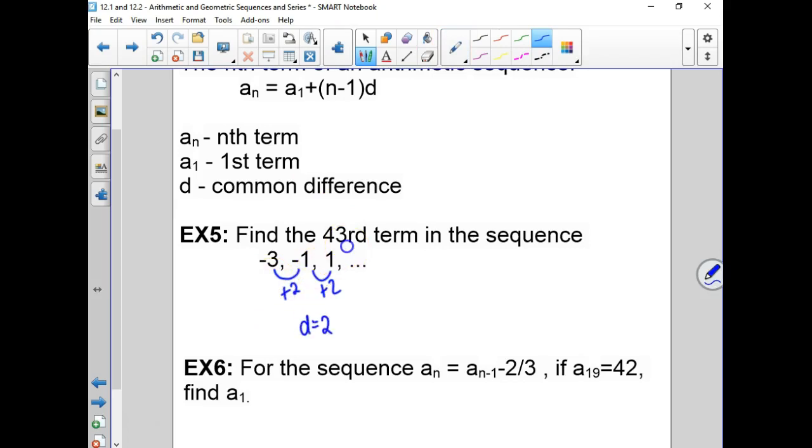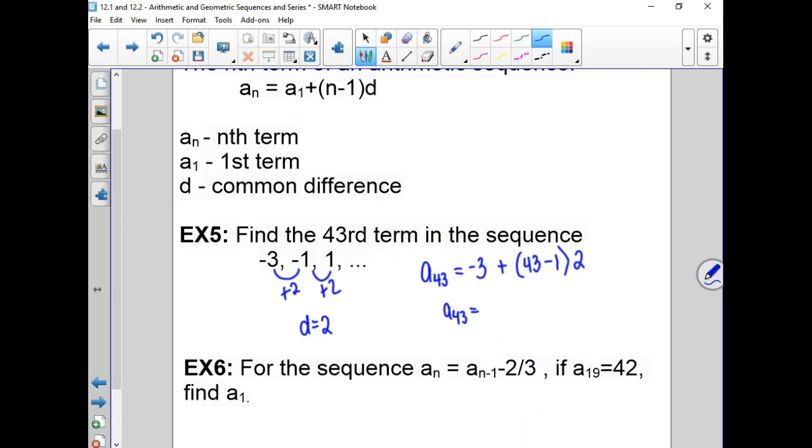That is our D here. We are looking for A sub 43, the 43rd term here. So that means this would equal A sub 1, which is our first term, which is -3 here, plus 43 minus 1 times our common difference, which is 2. So that N here is our 43. We replace that both here, and then A sub 1 is -3. So A sub 43, we don't do anything with that. That's what we're looking for.